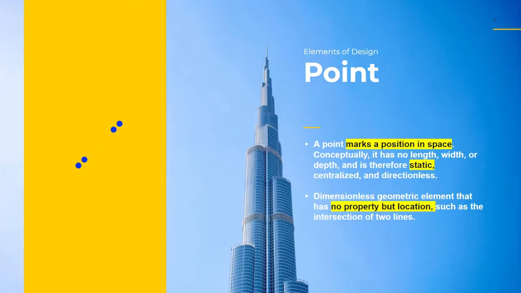A point marks a position in space. Conceptually it has no length, width, or depth, and is therefore static, centralized, and non-directional. It is a dimensionless geometric element that has no property but location, such as an intersection of two lines.